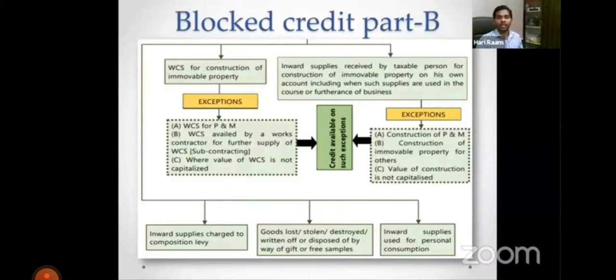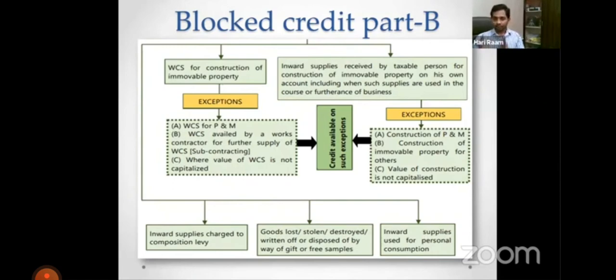And blocked credits part B says five things: work contract service on immovable property, and inward supply of any construction service imported. These two are blocked, but both have the same exception: when the work contract service is utilized for plant and machinery, or availed for subcontracting, or whenever the work contract service is not capitalized in the books, that will be revenue-wise eligible to take credit, otherwise ineligible.